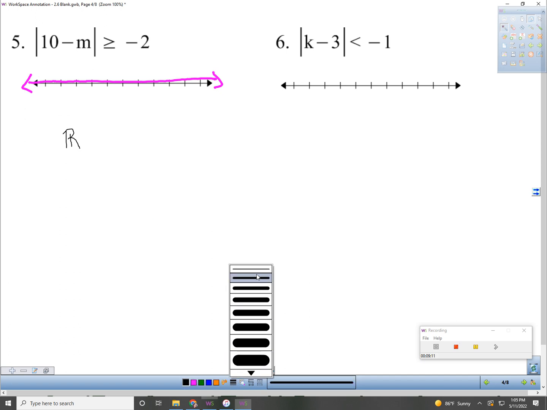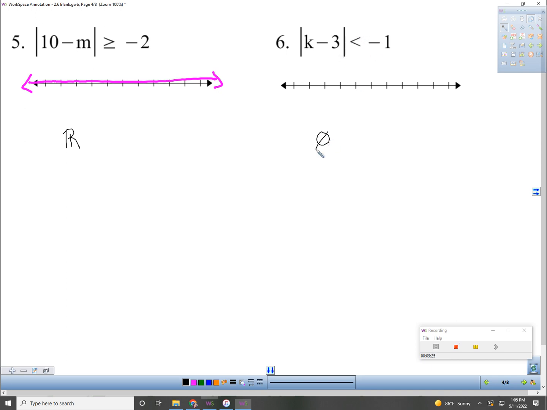All right, so take a look at number 6. When is your absolute value going to be less than negative 1? Well, absolute values always come out to be positive. So when is that going to be less than negative 1? Never. So this is a no solution.